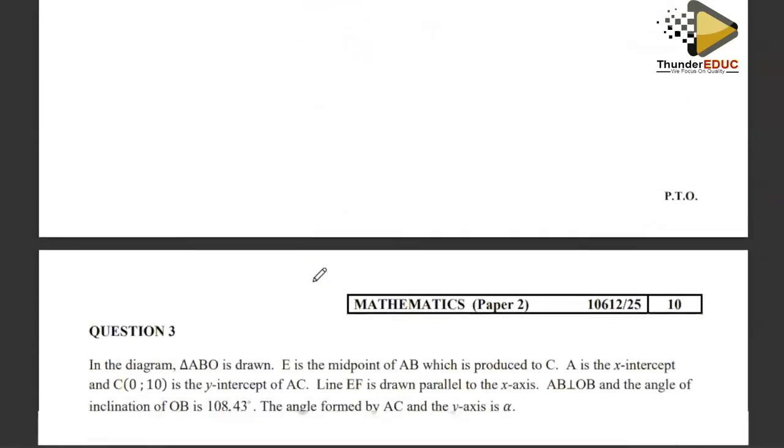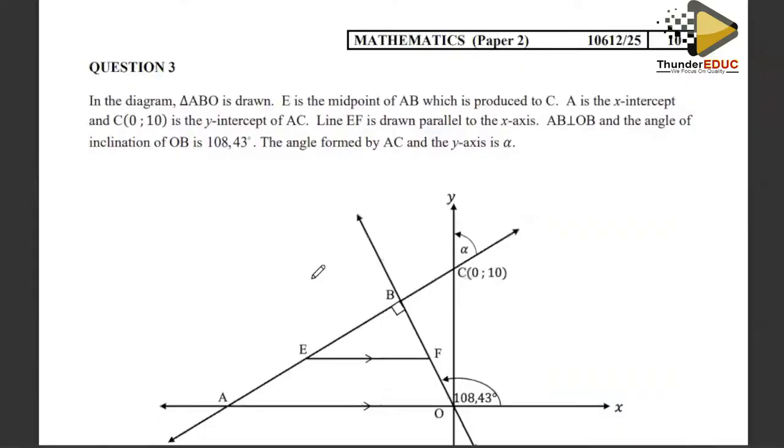Then question number 3, which is the analytical geometry. We've been told that in the diagram, triangle ABO is drawn. E is the midpoint of AB, which is produced to C. A is the x-intercept, and C is 0 and 10, which is the y-intercept.